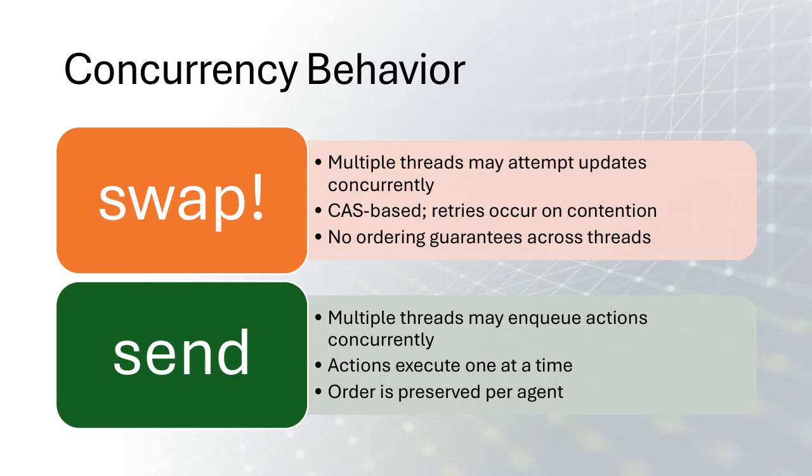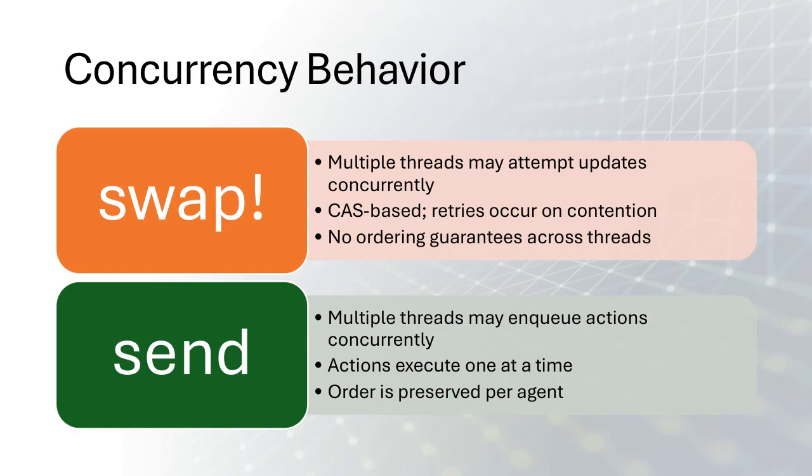When multiple threads try to update using swap, they do so concurrently, meaning updates can happen at the same time. The process relies on compare and swap, or CAS, which means that if two threads conflict, one may need to retry its update. One important thing to note is that swap does not guarantee the order of updates across different threads. On the other hand, with send, multiple threads can enqueue actions at the same time, but the actual execution happens sequentially. This means only one action runs at a time for each agent, and the order in which actions are queued is preserved. So, while swap allows immediate but potentially conflicting updates, send ensures that actions are orderly and serialized for consistent state changes.